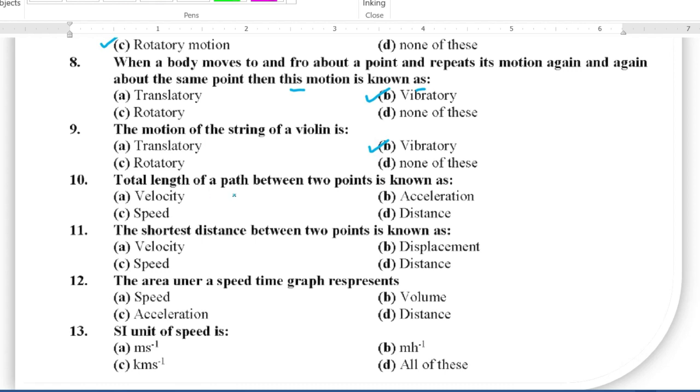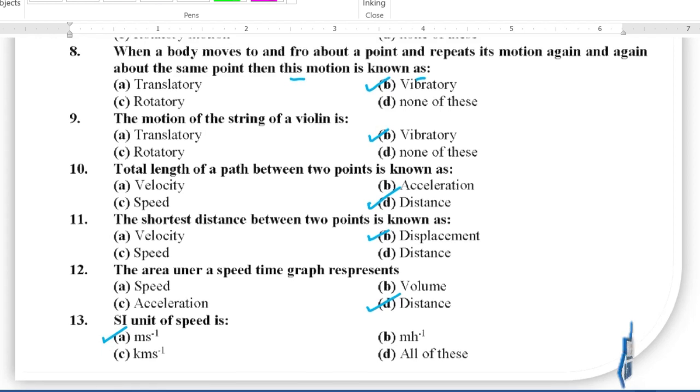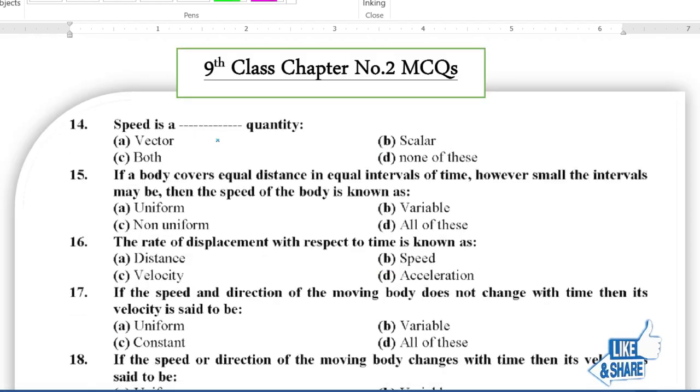Total length of a path between two points is known as, option number D, distance. The shortest distance between two points is known as, option number B, displacement. The area under a speed-time graph represents distance, option number B. SI unit of speed is, option number A, meter per second. Speed is a dash quantity.